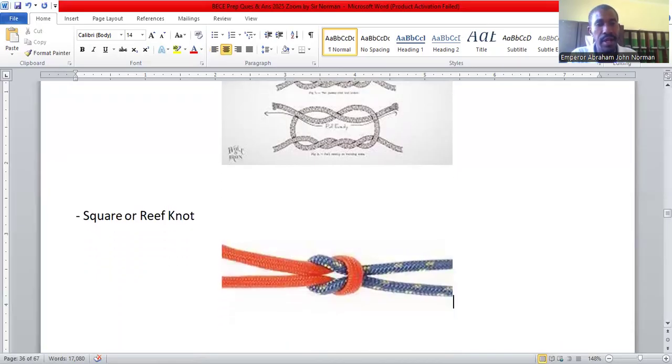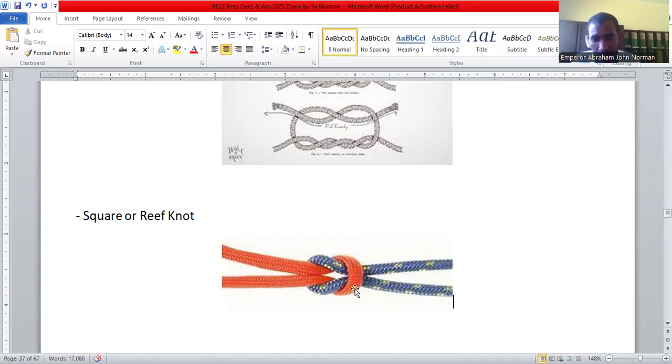Then you have square knot, or what you call the reef knot. This is how it is. Square knots. You have the two strips of ropes, right? One goes under, then this one also goes under, and then you pull it up. You pull from both ends to form a tight knot.